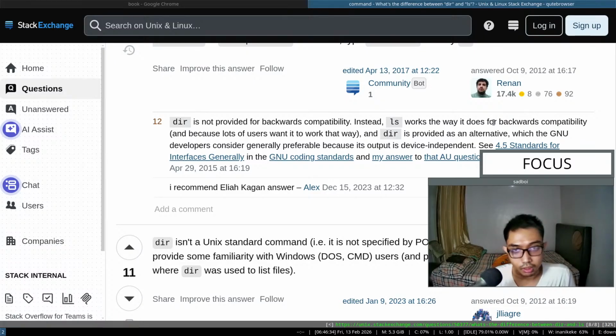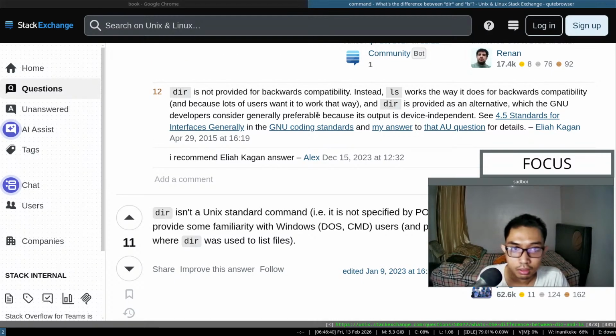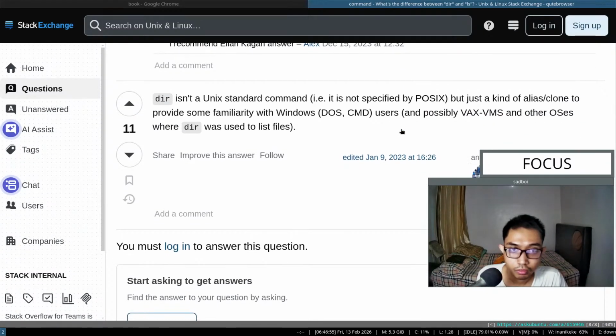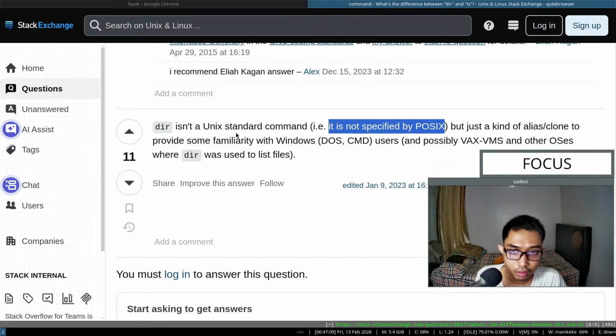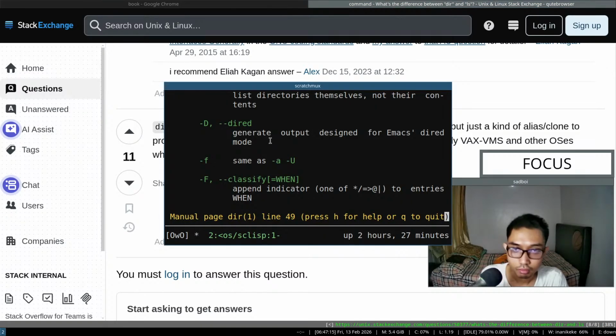That's for backward compatibility. Its output is device independent. Standard for interface generally. Oh, it is not specified by POSIX. Alright, so it is not the POSIX standard. Okay, interesting.